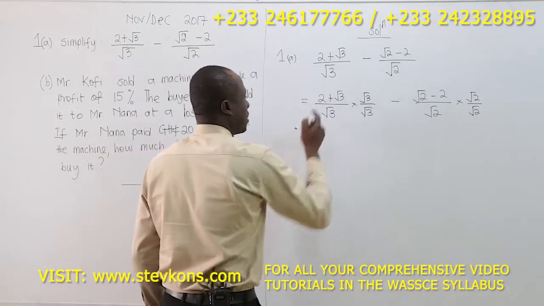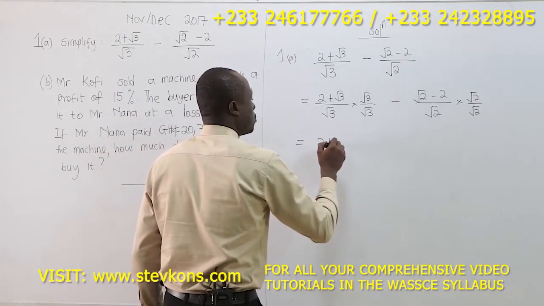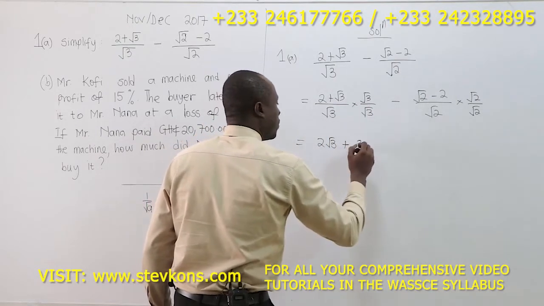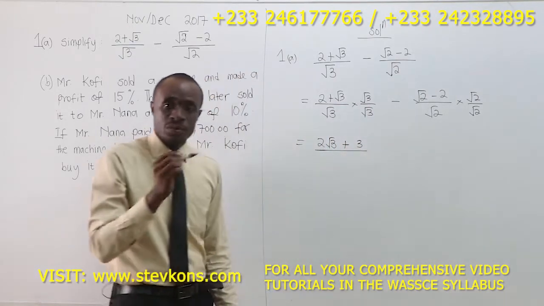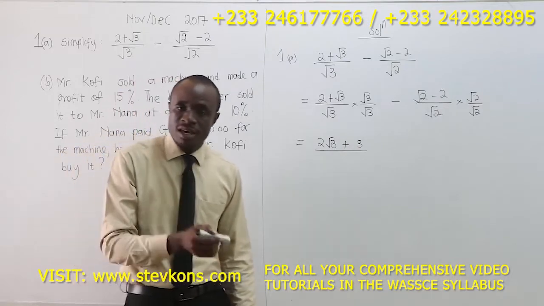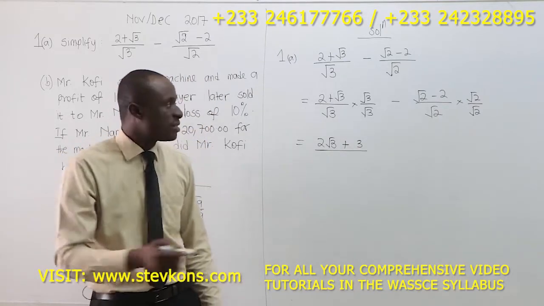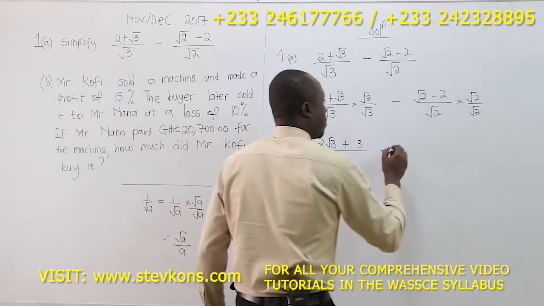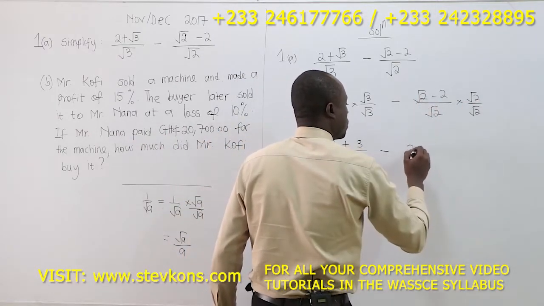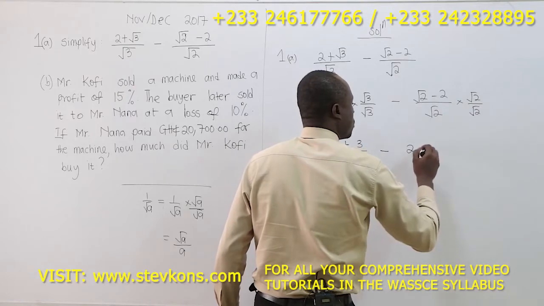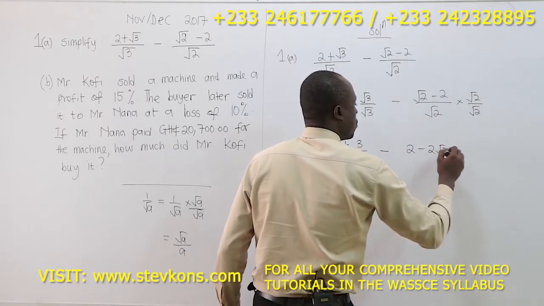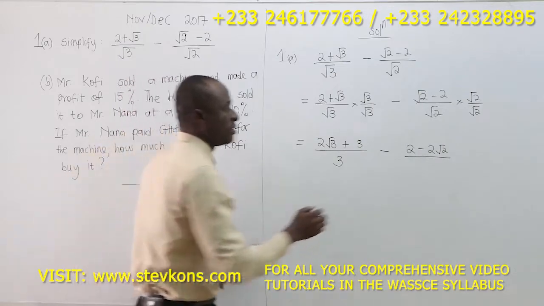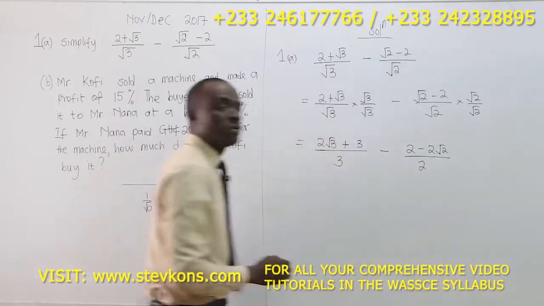Now, root 3 times 2, and this is 2 root 3. Root 3 times root 3, giving us 3. Why? Root a times root a is a. So root 3 times root 3 is 3. Now, what is root 3 times root 3 here? This is 3. Minus root 2 times root 2, that's 2. 2 times root 2. So you have negative 2 root 2 over root 2 times root 2, and this is giving us 2. This is giving us 2.